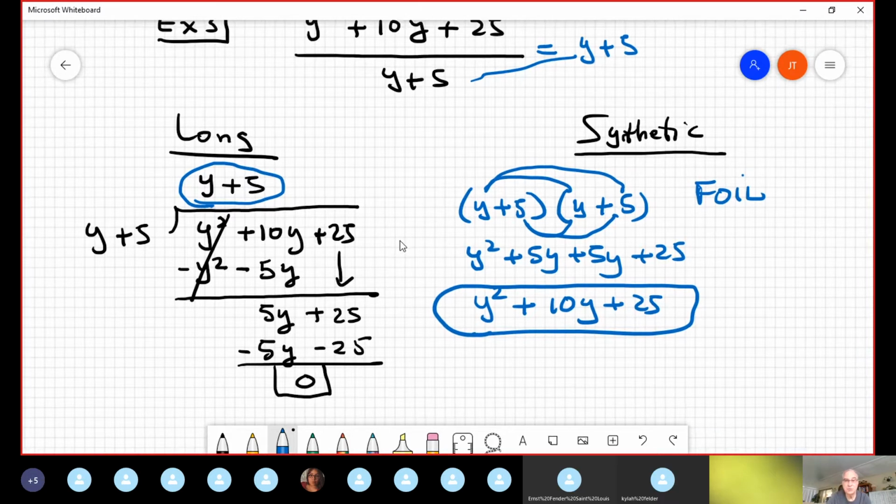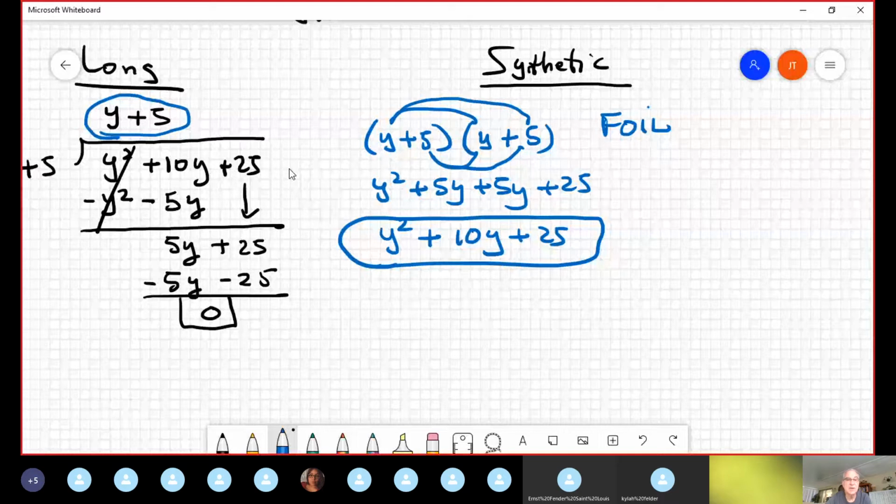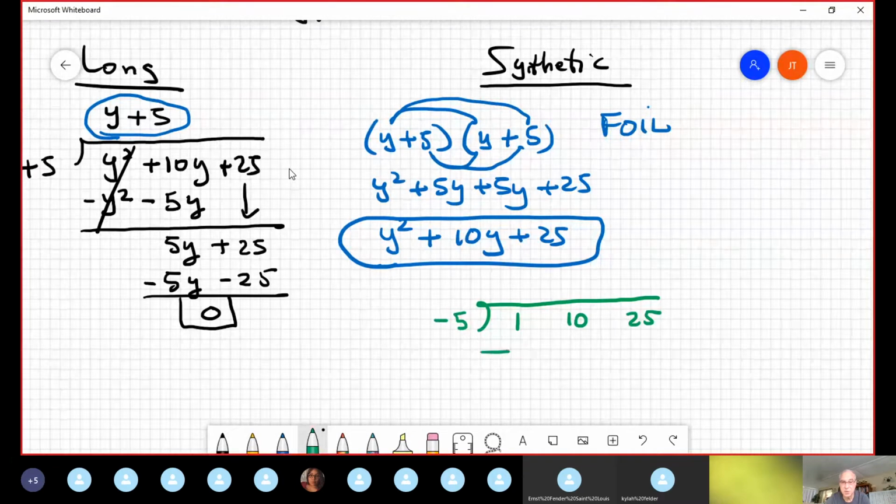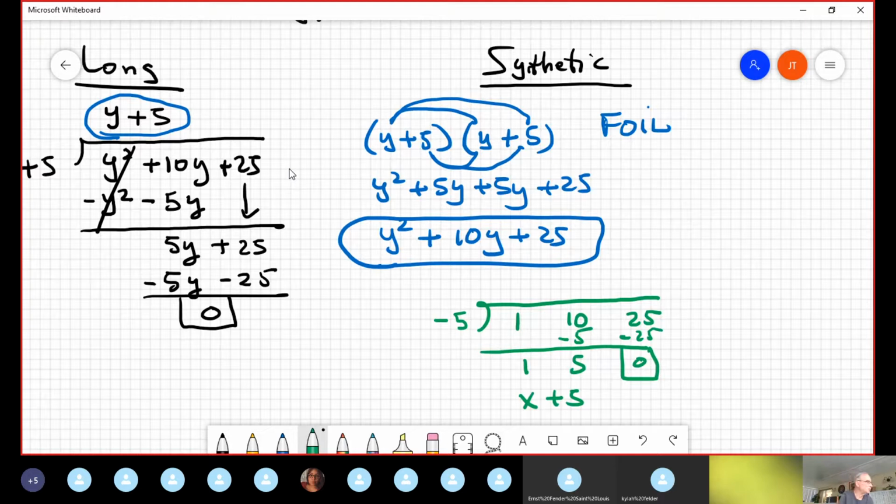Okay, let's do it in synthetic division, sorry, synthetic, out of curiosity. And on the test, not necessarily do you need to do it both ways. Only one way is correct. Synthetic is 1, 10, and 25. And you divide by y plus 5, so you put -5 here, opposite sign. This is the key idea. Bring down 1, multiply by -5, that's -5. Then 5 times -5 is -25. The remainder is 0 again. And the answer is y plus 5. It's exactly the same. Super easy.